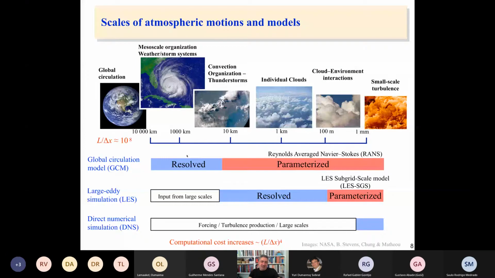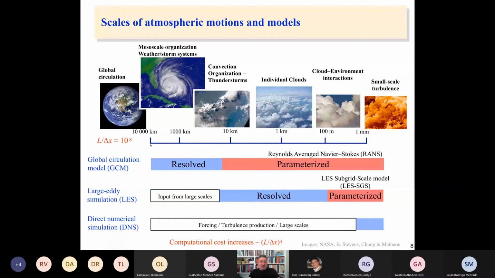The ocean is also very important, but we're going to neglect it for now to make things a little bit simpler. So let's say you want to simulate the atmosphere. If you're a climate model, or what we're calling a global circulation model, or GCM, what you have to do is simulate the entire planet, okay?